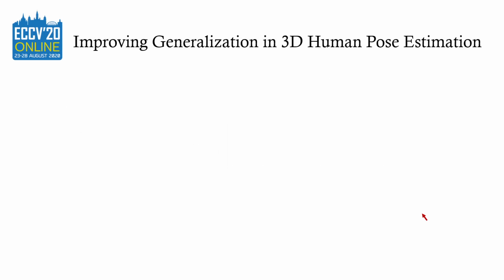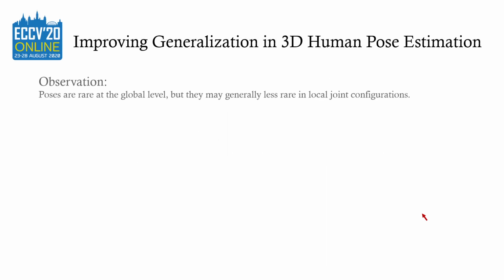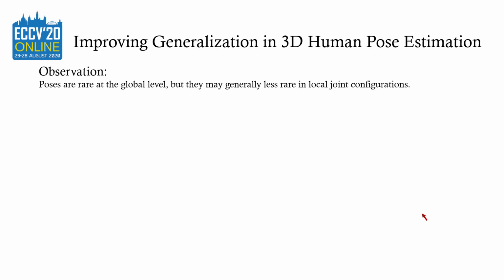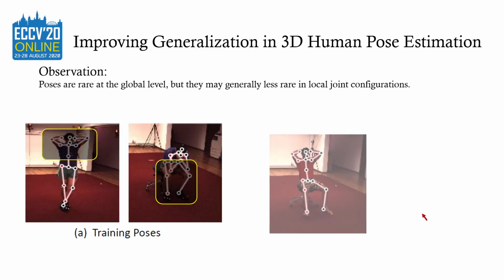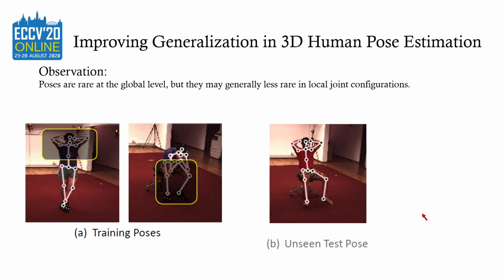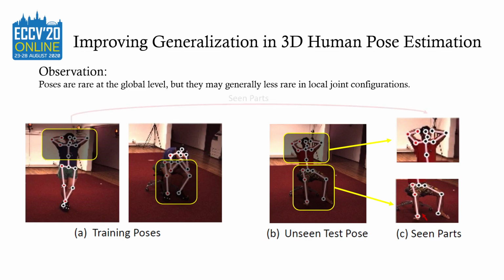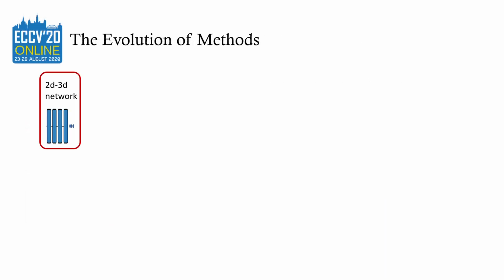In this work, our approach is based on the observation that rare poses at the global level can be split into local joint configurations that are usually less rare in the training set. For example, an unseen test pose may be predicted from the upper body of one training pose and the lower body of another. Before introducing our method, we start with the most common baseline for lifting 2D joints to 3D, and then describe how to modify those baselines to follow our strategy step by step.